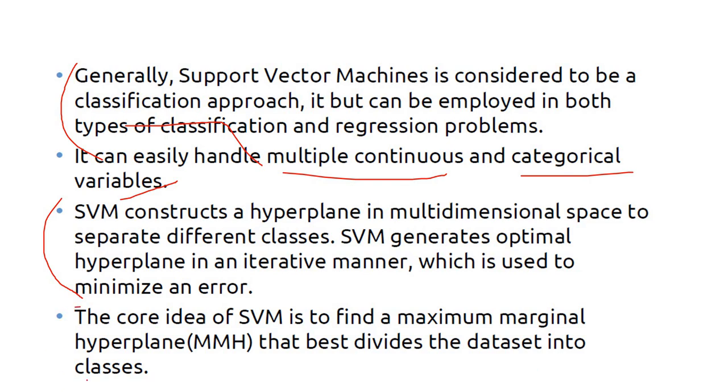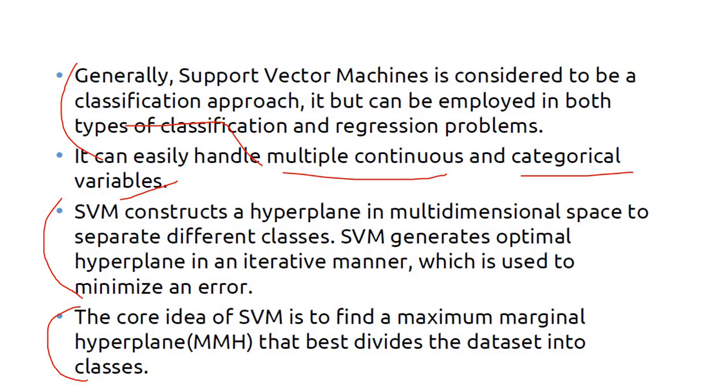We already mentioned this point. The core idea of SVM is to find a maximum marginal hyperplane, MMH, that best divides the dataset into classes. So SVM tries to find a hyperplane that has maximum distance from both classes, giving better generalization and less chance of misclassification. That's the main objective of SVM.